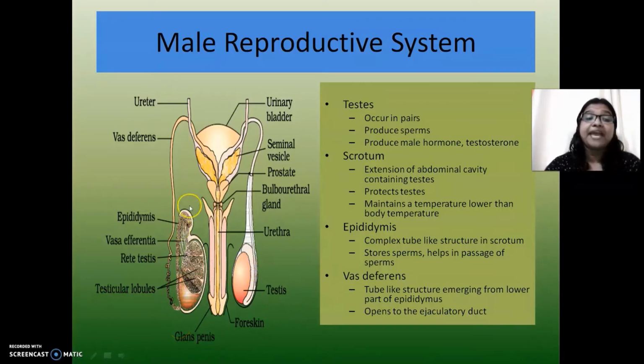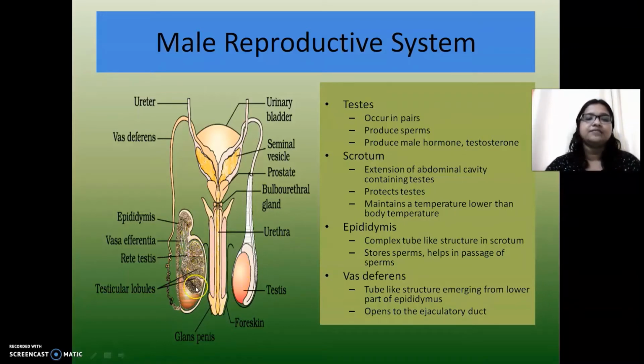A pair of testes is present, placed outside the body, and covered by a skinny covering called the scrotum. That's an extension of the abdominal cavity, and inside the scrotum the testis is present. The scrotum plays a very important role in reducing the temperature of the testis. Why is it kept outside? Because the process of sperm formation requires a lower temperature than our body temperature, about 2 to 2.5 degrees Celsius lesser.